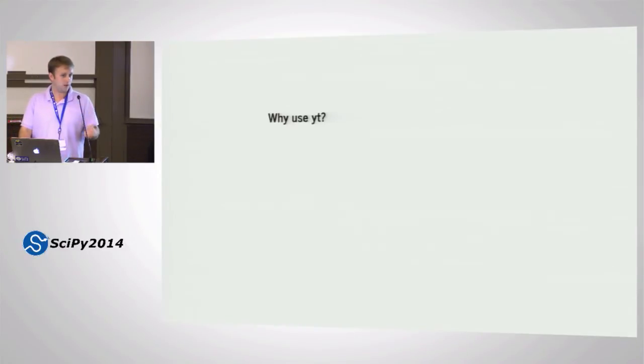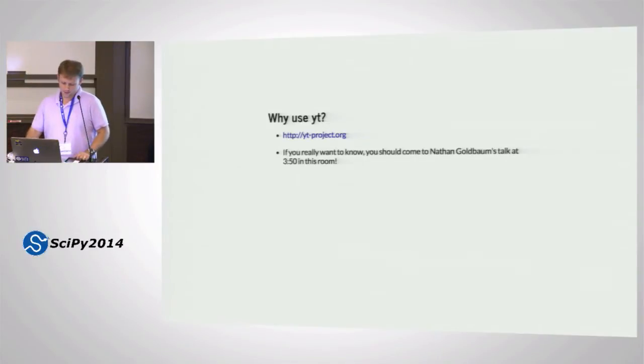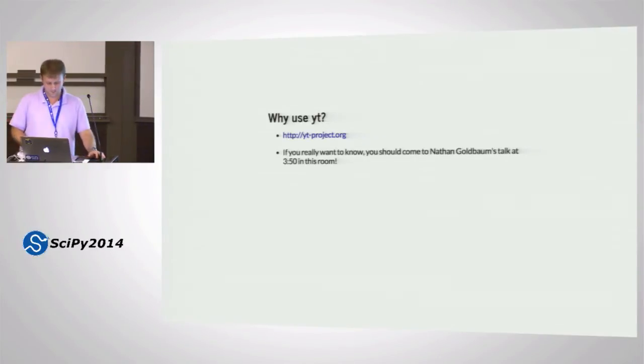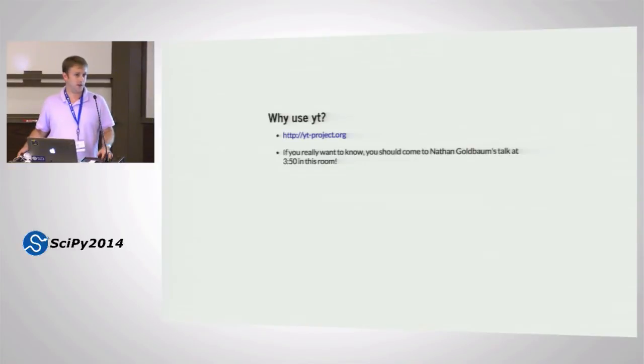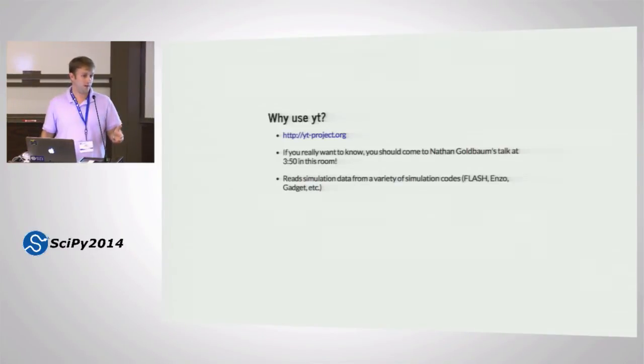So why do we use YT? Well, I'm only going to give a few brief bullet points on this. For the first reason, we have a really good website, but more importantly, if you really want to know, you should come to Nathan Goldbaum's talk at 3:50 in this room, I believe. So if you really want to hear the scoop on what's going on with YT, especially all the new features in version 3.0, not only for simulation data, but also observational data and a lot of other aspects, you should definitely come to that talk. So I don't want to steal his thunder, but I'll just illustrate a couple of bullet points that are going to be useful for why we implemented our X-ray analysis module in YT.